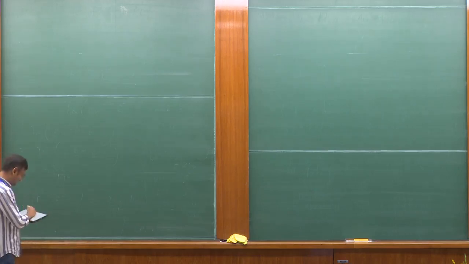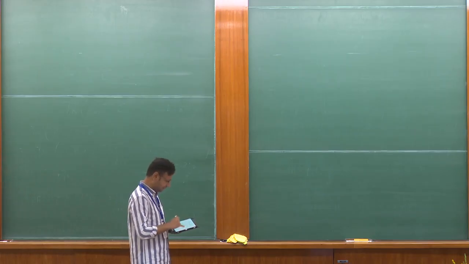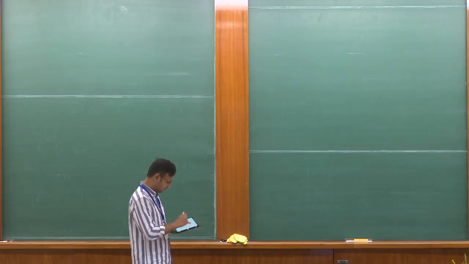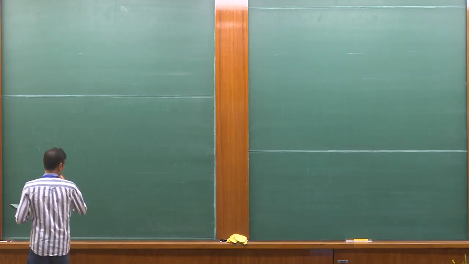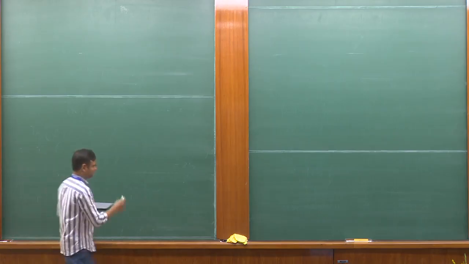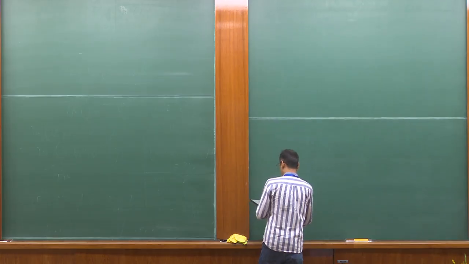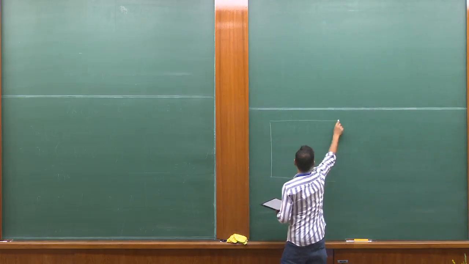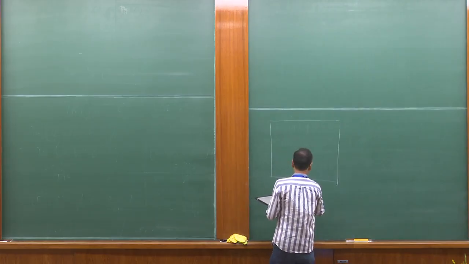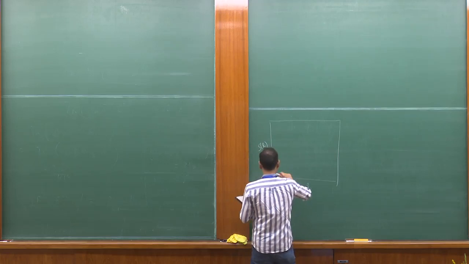Okay, so I'll continue from where I left off yesterday. I was discussing this transverse field Ising model, and basically my aim was to start here. My aim was to give you enough machinery so that you can calculate the following kinds of graphs yourself.